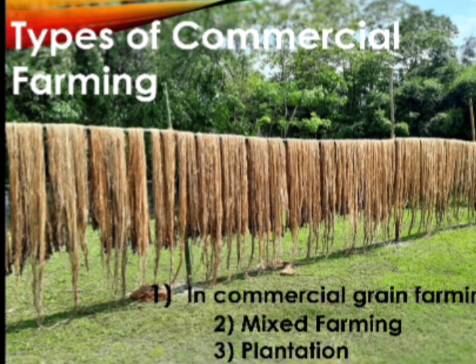Plantations are found in the tropical regions of the world: rubber in Malaysia, coffee in Brazil, tea in India and Sri Lanka.